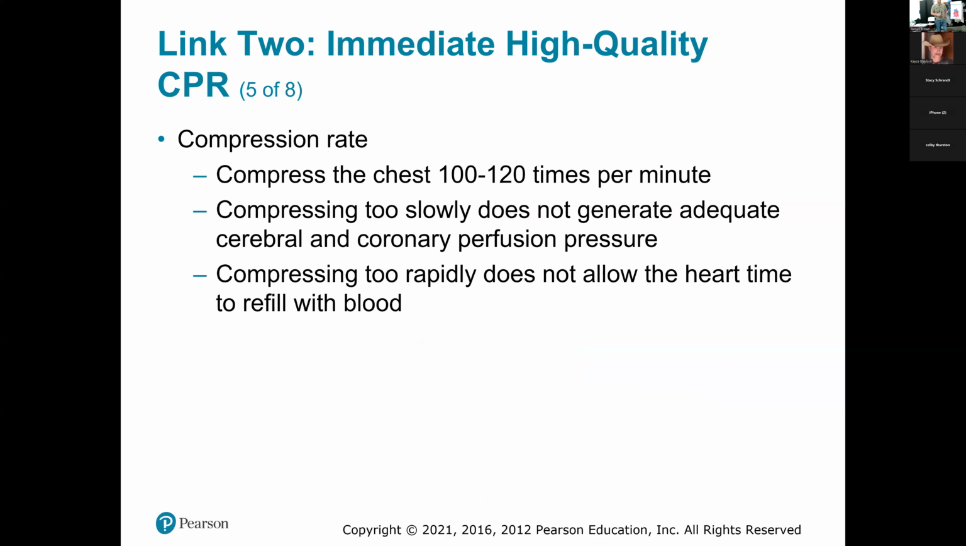All right. So compressions, 100 to 120. Doesn't matter who you're doing them on, child, adult, infant. It's going to be 100 to 120 beats a minute. Okay.